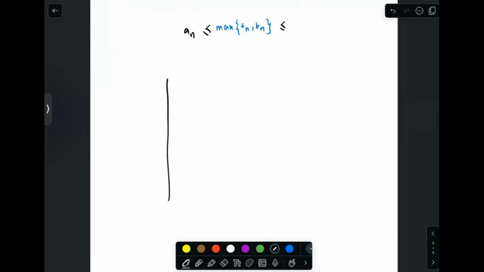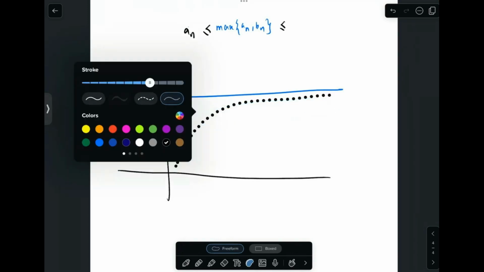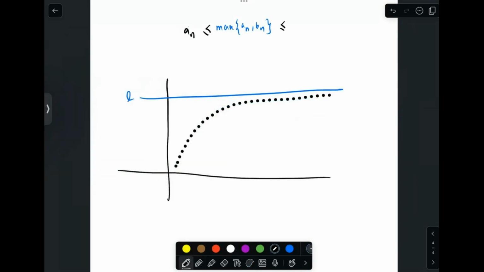So let's take a simple example. This is L. A sequence an is going here like this. Just give me a minute. Like this, okay? And you know that another sequence bn is less than or equal to L. You do not know how it is. It can be like this also. It can be like this.